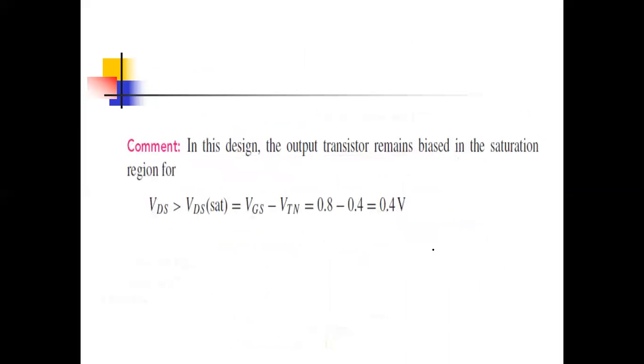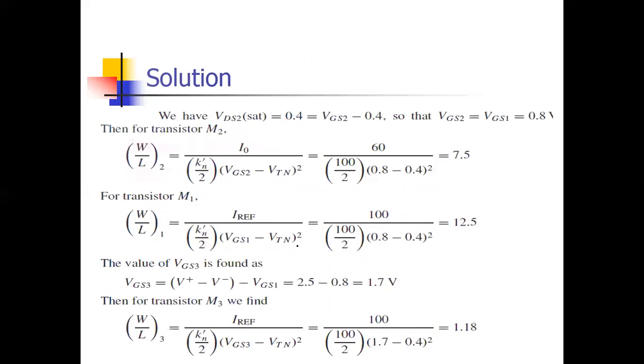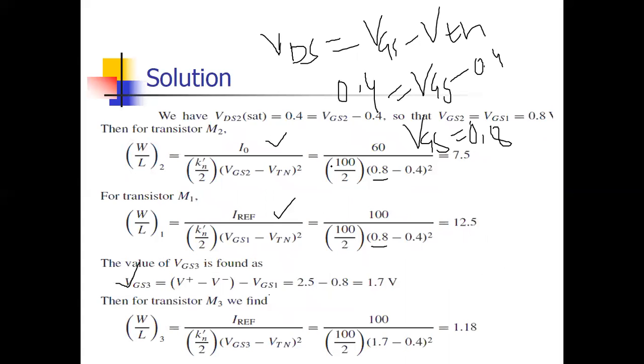Okay, so this comment is about the saturation voltage. I have already explained it to you. Saturation voltage is VGS minus VTN, this voltage.